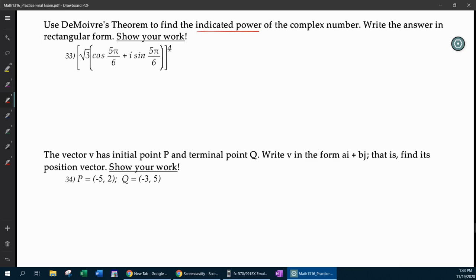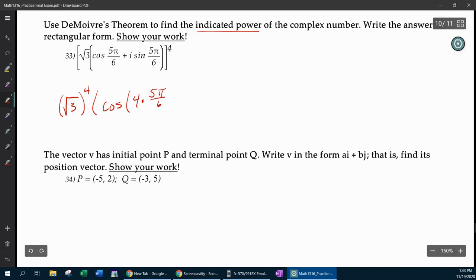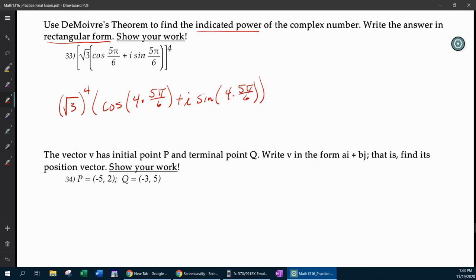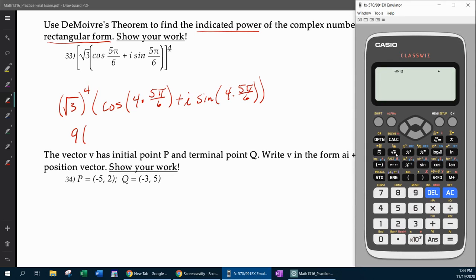We're going to be using De Moivre's Theorem, which says that you take the radius, which in this case is square root of 3, that needs to be raised to the power, and the angles get multiplied. And then you need to simplify that. Notice it does say to write your answer in rectangular form. So as soon as we get this simplified, we will need to express it in rectangular form. Here we go. Square root of 3 to the 4th, that's basically going to be 9. And if you're not sure how to get that, again, you can use the calculator. Super easy. Just do square root of 3 to the 4th.